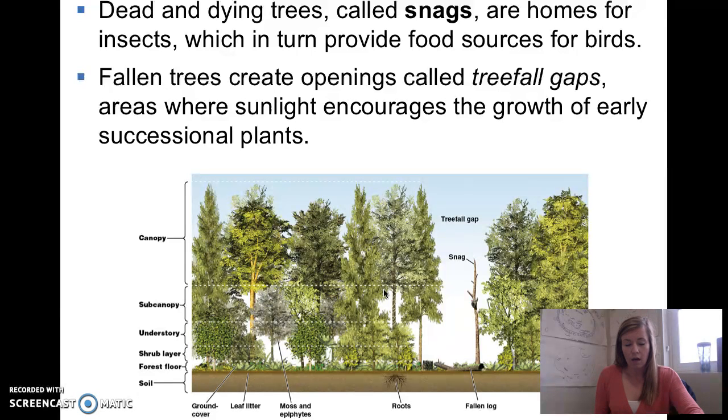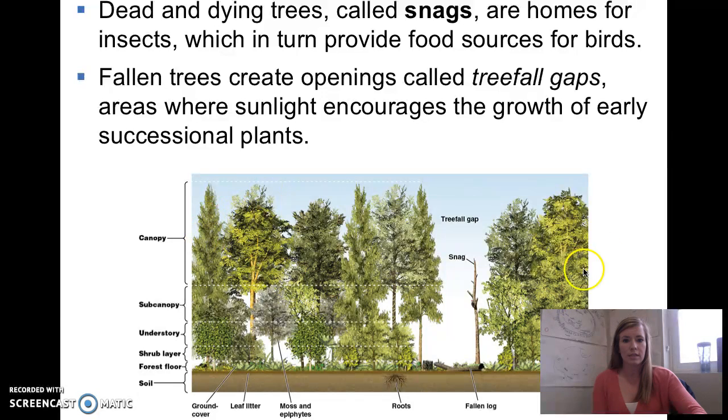So then any fallen trees will create openings called tree fall gaps. So here there's a fallen log, so there used to be a tree here and it fell. What this does is it provides another level of structural diversity, because now most of the time the sunlight is coming from the top here, right? And this isn't two-dimensional, it would come both this way and this way.